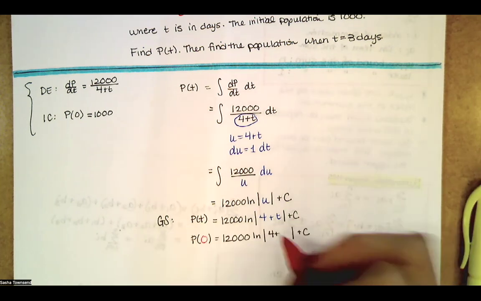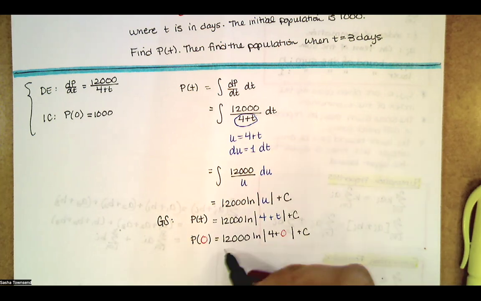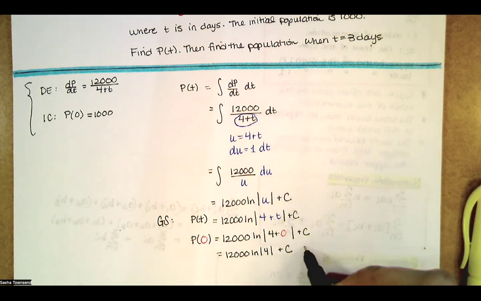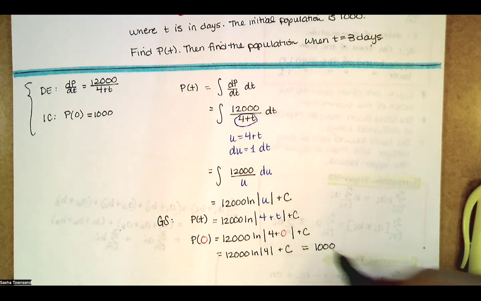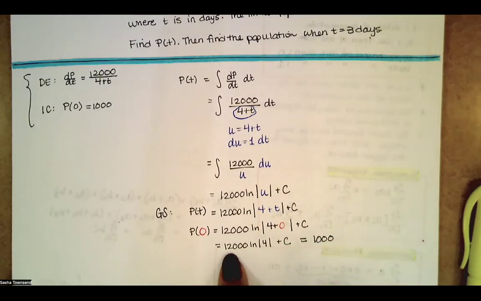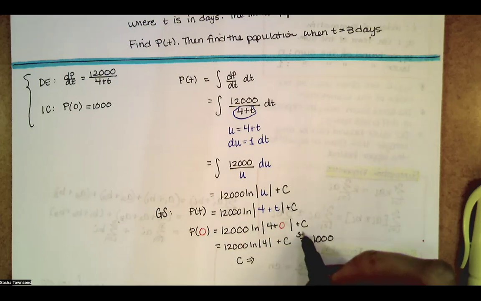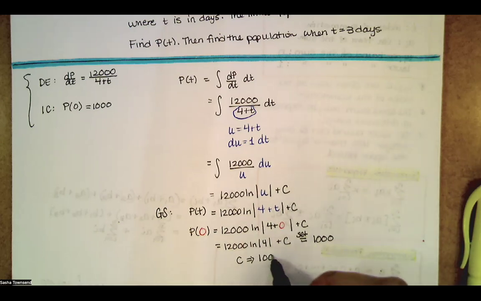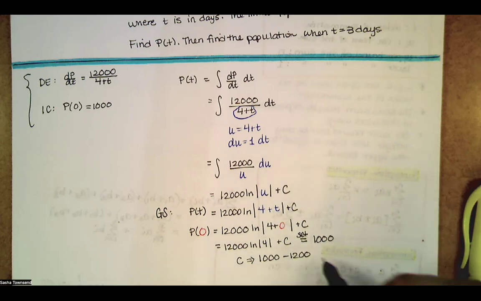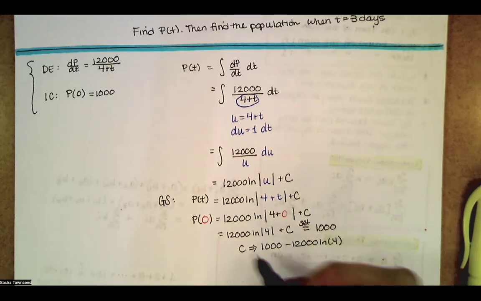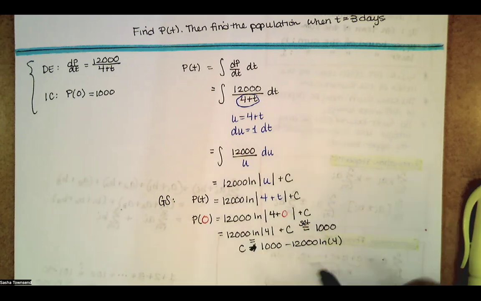Now we evaluate at 0. And so we get 12,000 times natural log of 4 plus C equals 1,000. So C equals 1,000 minus 12,000 natural log of 4, because we're setting those equal to each other and solving for C. Oops, I don't know why I wrote C implies. That doesn't make sense. This implies that C equals this.